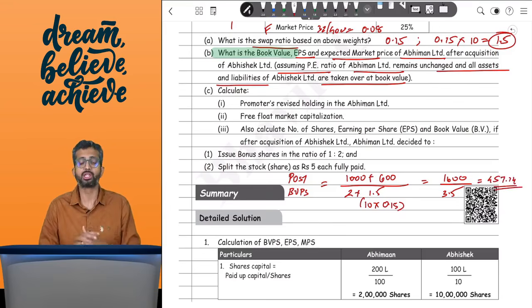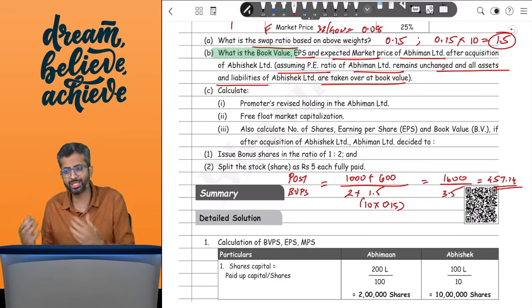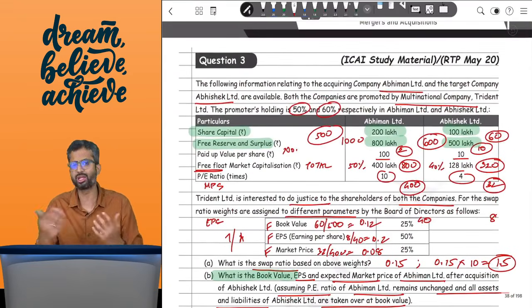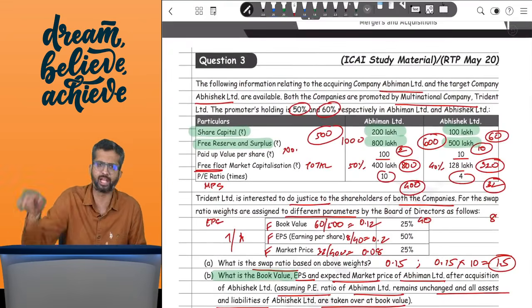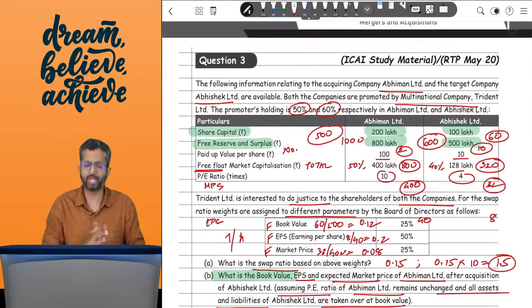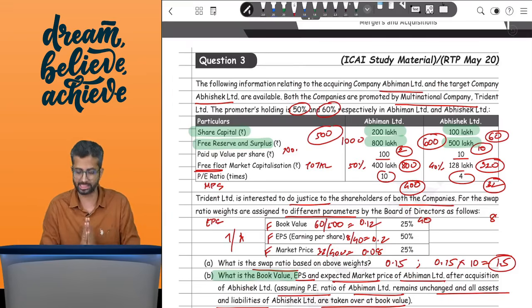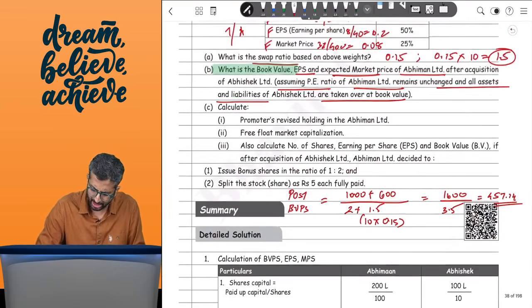Now remember, some students have a wrong perception. They believe that, sir, we are taking over share capital and reserves. No, we are not taking over share capital and reserves, but we will take over assets and liabilities. And hence, if there was pre-acquisition 600 worth of net worth in Abhishek and you are taking over everything at book values, which means there must be 600 worth of net assets as well, which would have been taken over, and hence 1600 will be the post acquisition net assets.